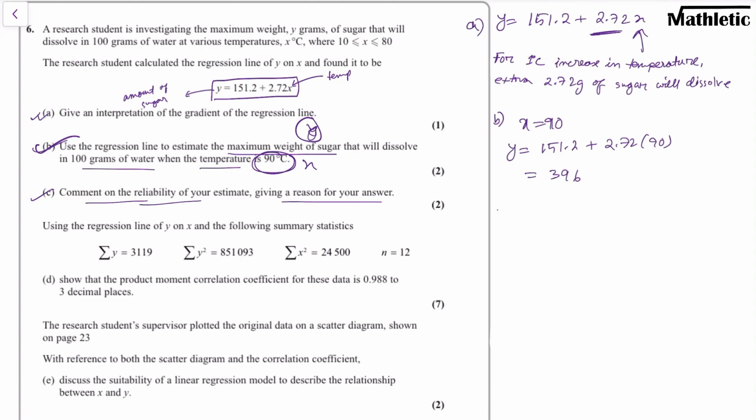Part C, comment on the reliability. Give a reason. First of all, you need to cross check the range. Range was within 10 to 80, but x 90 is outside the range, right? Value is unreliable. Reason is that 90 degrees Celsius is outside the range.